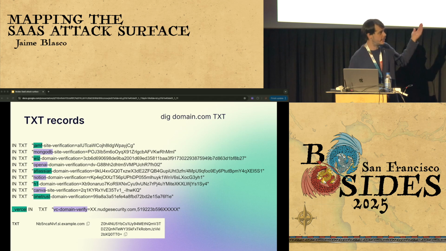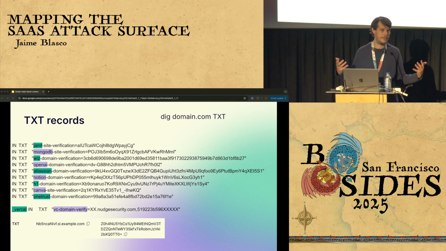And then finally, here's an example of how you do this in a proper way: SendLayer, for instance, generates a random string that you can use to validate your domain. Any vendor should be using that, because otherwise you are just telling the world what applications you're using.